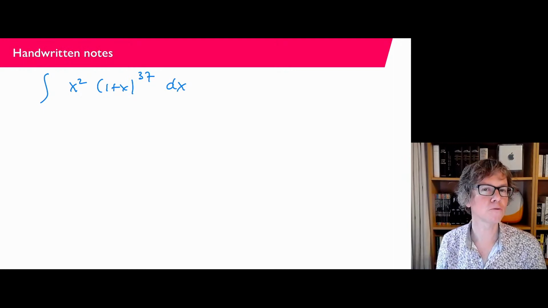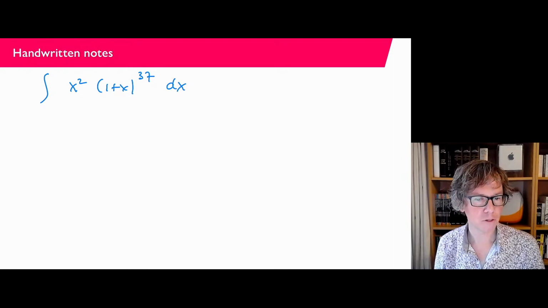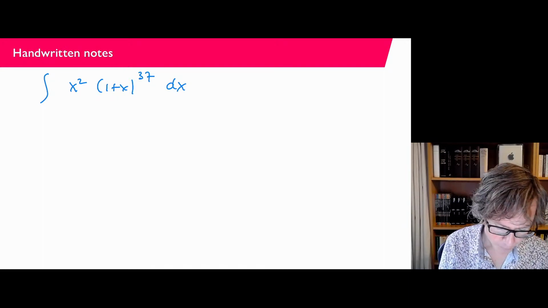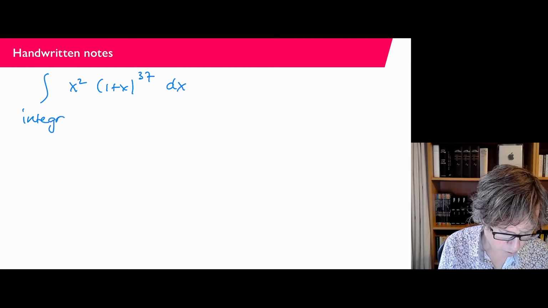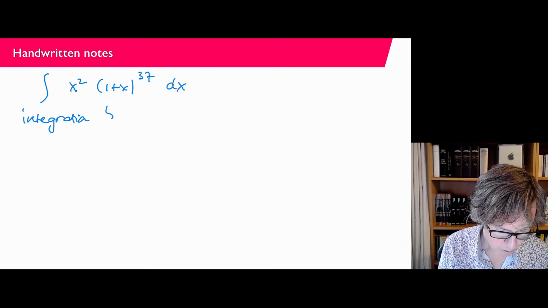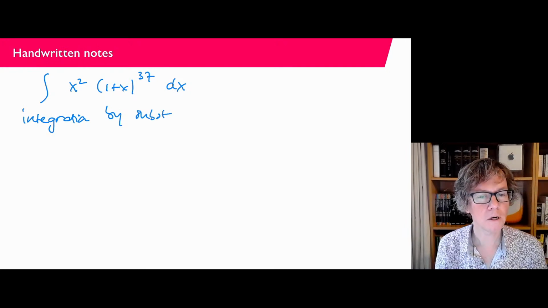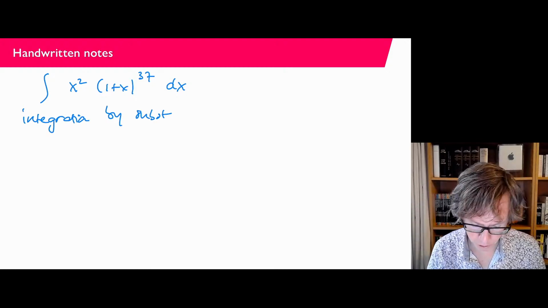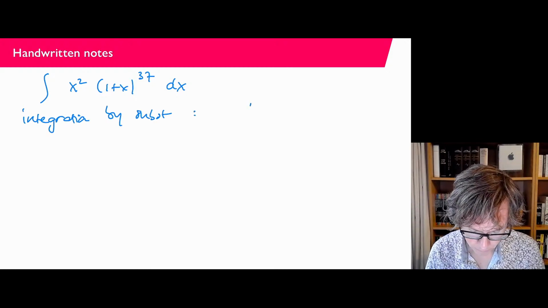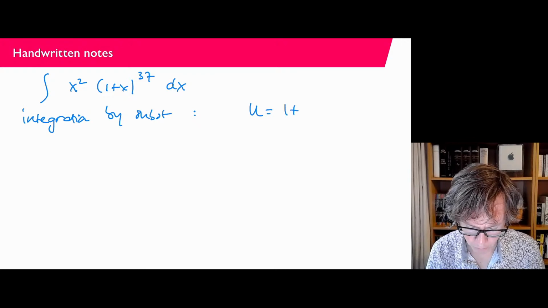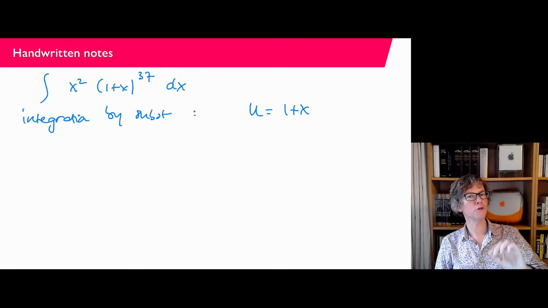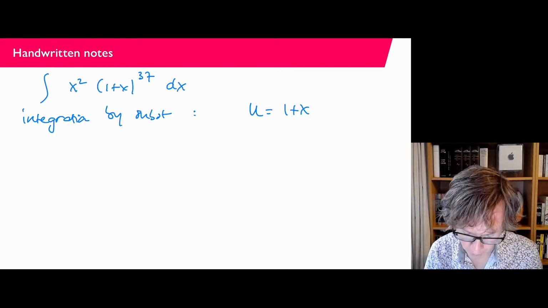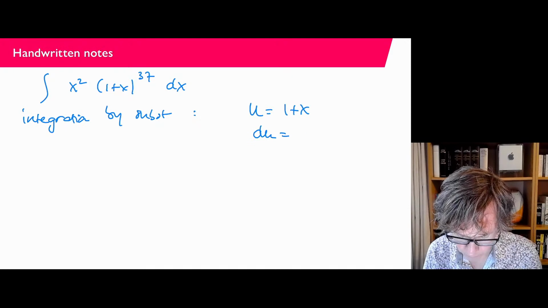Likely you can also do this with integration by parts, but you can also do the substitution. So I'm going to do that because I think it's simpler. So integration by substitution. And what I am going to be using is u is 1 plus x, because then this (1 plus x) to the power 37 is going to be u to the power 37, which is a lot nicer. So du is dx.